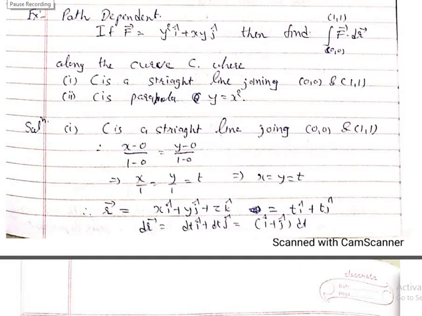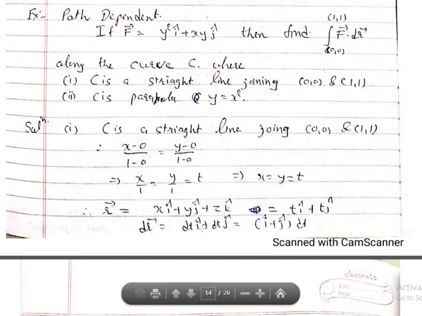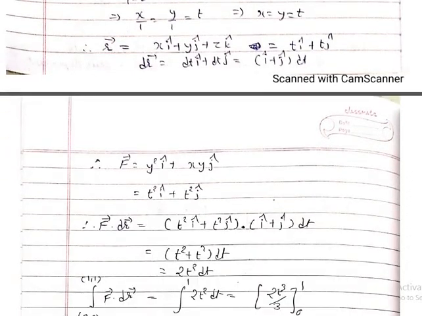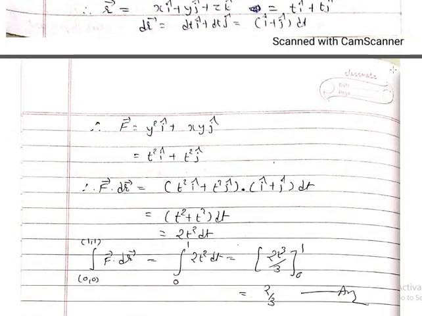Now we are going to put all values in r bar. r bar is your position vector xi plus yj plus zk. That will be t i plus t j, because the line is in the xy plane, so the z coordinate will be 0, and therefore dr is equal to dt i plus dt j. Now common out dt, that will give (i plus j) dt.